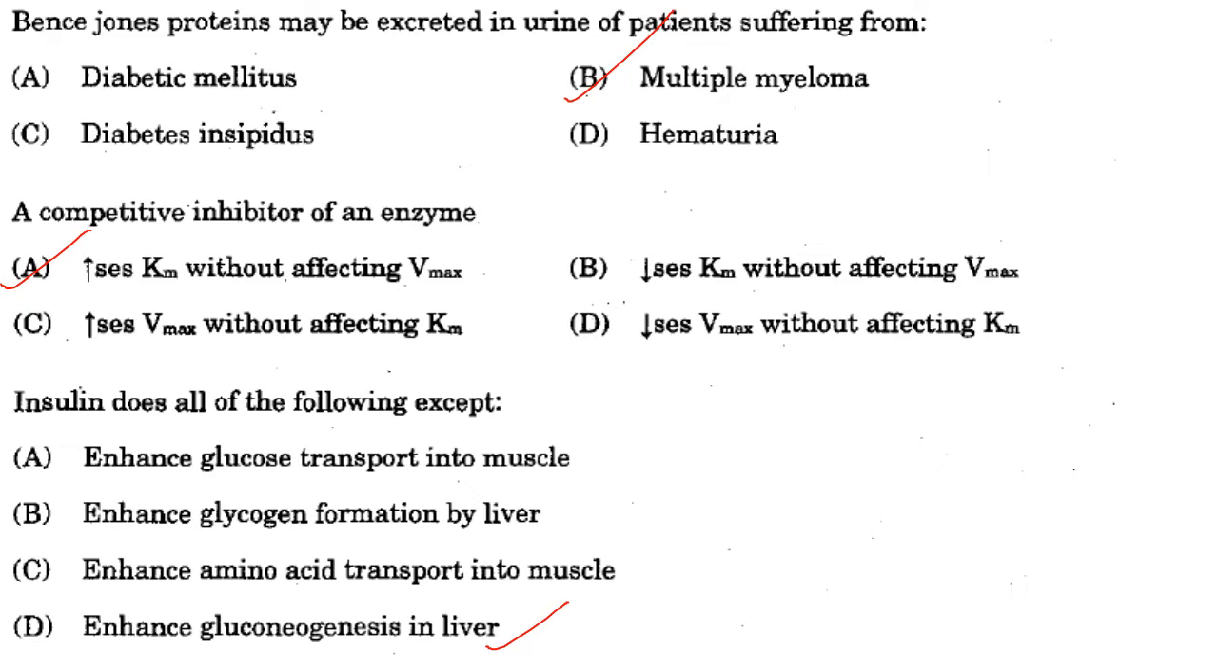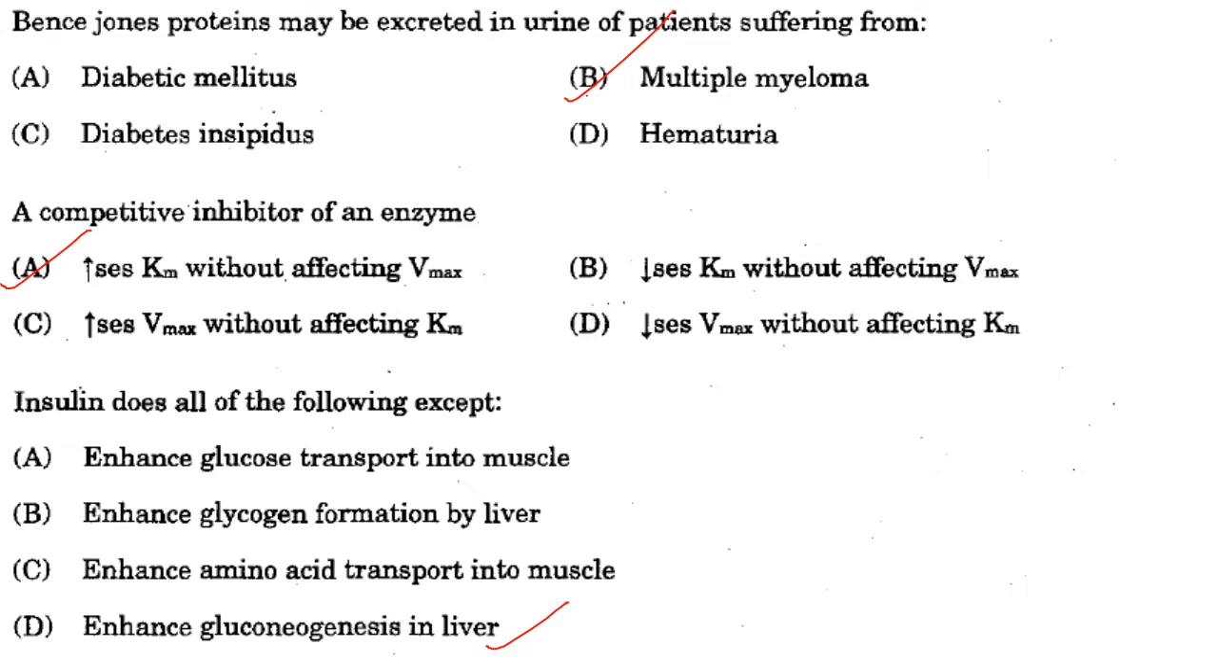A competitive inhibitor of an enzyme increases Km without affecting Vmax. Now a competitive inhibitor is one that binds to the active site of the enzyme and prevents substrate binding to the active site of the enzyme. What does it do? It increases Km without affecting Vmax. So Vmax of the enzyme doesn't change even when the inhibitor is added, but Km increases.